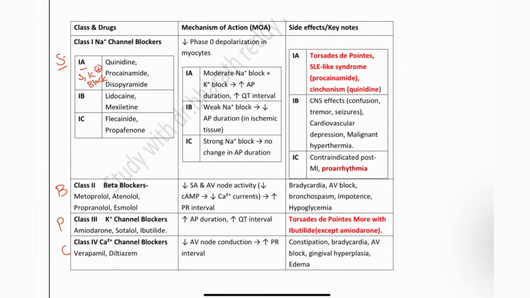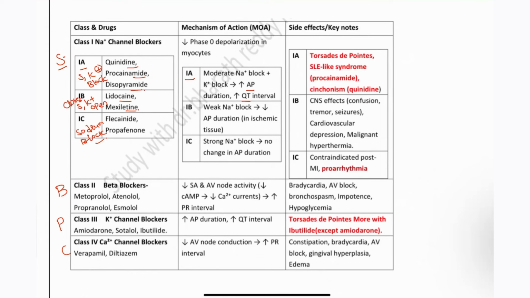Okay, next, the second one is going to be sodium blocked and potassium open. Here the potassium is open, sodium is still blocked. Next, here sodium is blocked and potassium is unaffected. What are the examples? Quinidine, procainamide, disopyramide, lidocaine, mexiletine, flecainide and propafenone. Okay, what is the mechanism of action? For the 1A drugs, it is going to increase the action potential duration, further increasing the QT prolongation.